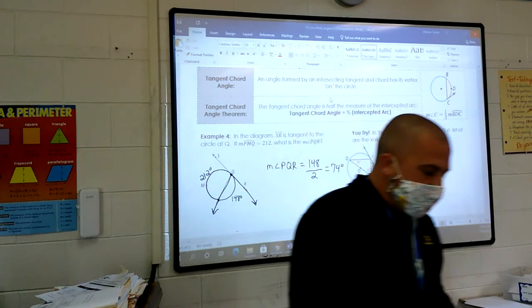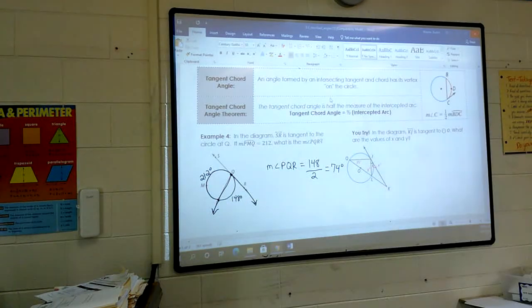Okay? So even though it doesn't hit it, even though it looks like it's outside a little bit, what arc does it go to? If they wanted the angle PQS, it would go to 212, so it would be 106. That would be that angle.